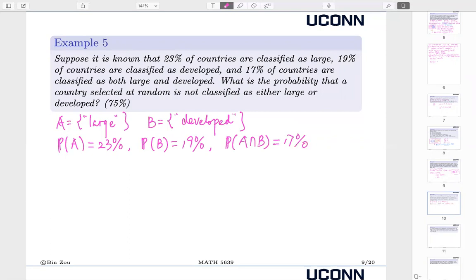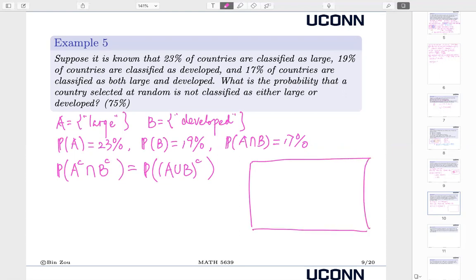Okay, in the next step, we are trying to calculate that it is not large or developed. So we want to know the intersection of A complement and B complement. So to see what it is, you can actually draw a graph. Here I directly claim it is the complement of A union B.